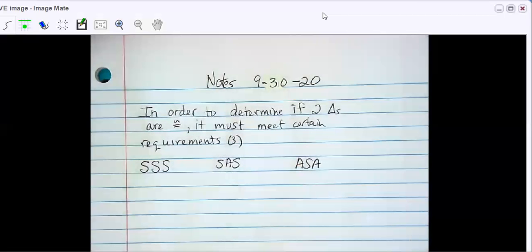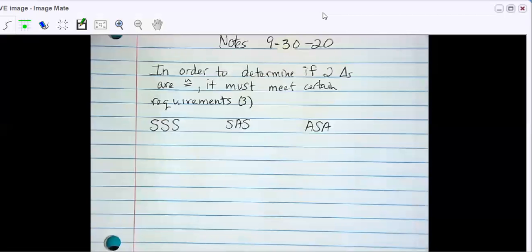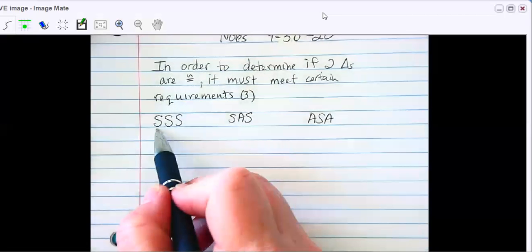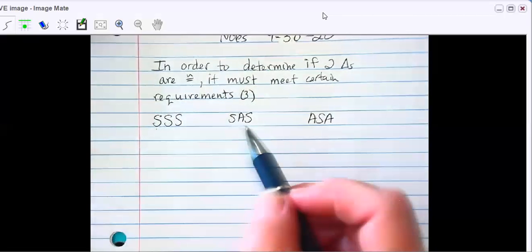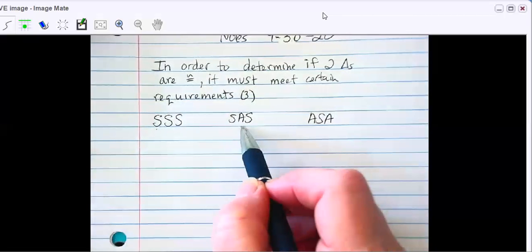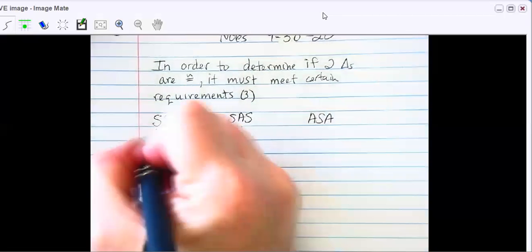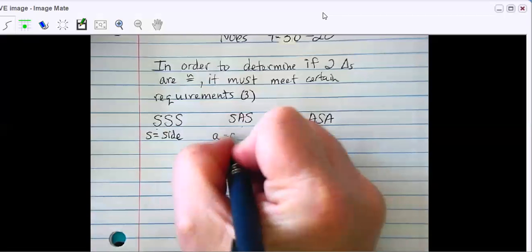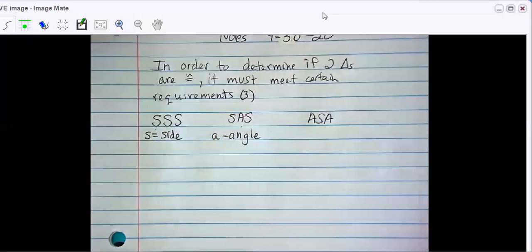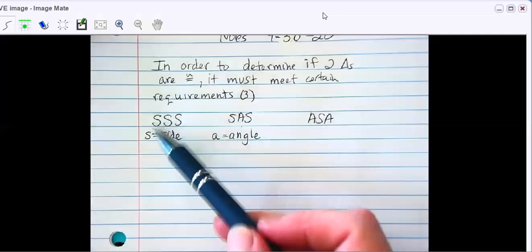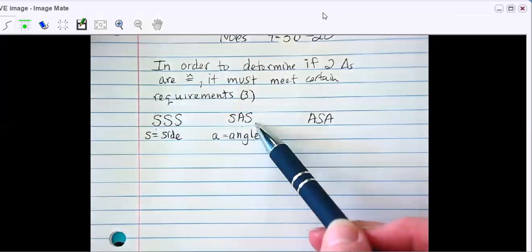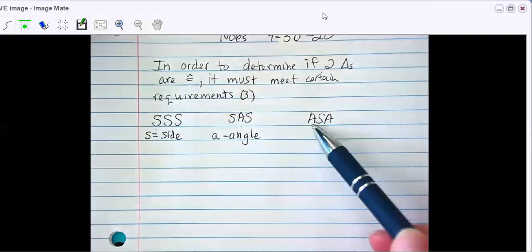Now, if we're talking triangles and S and A need to stand for something, there's only 2 things that they could stand for. S is going to stand for side, and A is going to stand for angle. So S is equal to side, and A is equal to angle. So for this one, we would read side, side, side. This one would read side, angle, side. This one would read angle, side, angle.